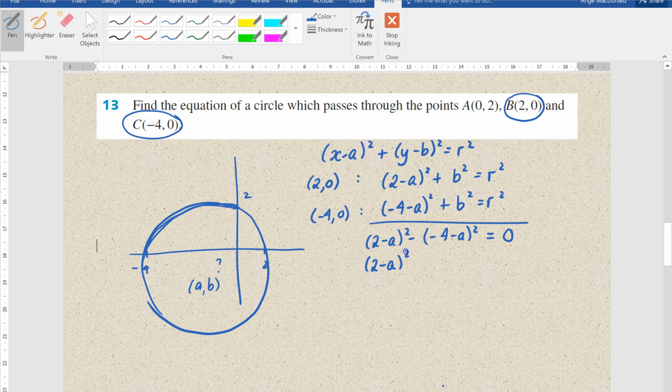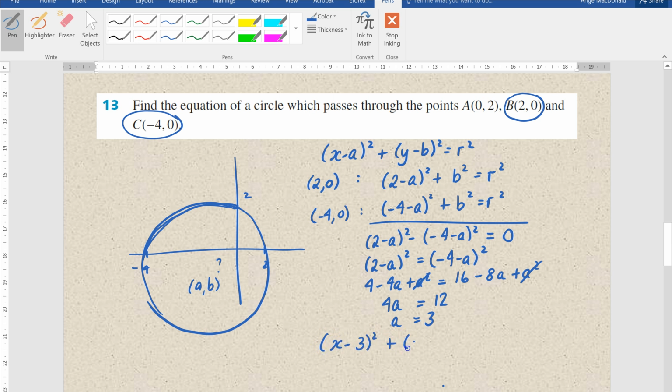So it's 2 minus a squared equals minus 4 take a squared, expand: 4 minus 4a plus a squared equals 16 take 8a plus a squared. It's all becoming a little bit the same now. They cancel. What do we get? 4a. 16 take 4 is 12. So a is 3. Pop that back in. And you can see slowly but surely we're getting our information that we need.